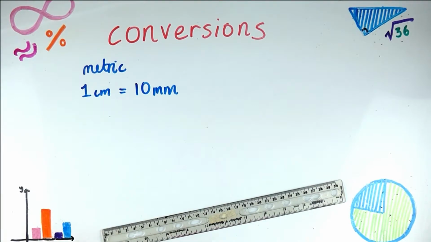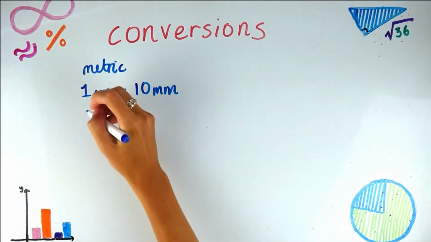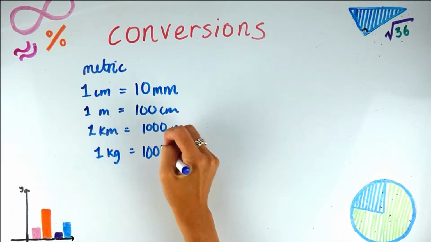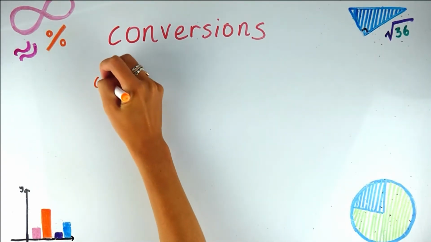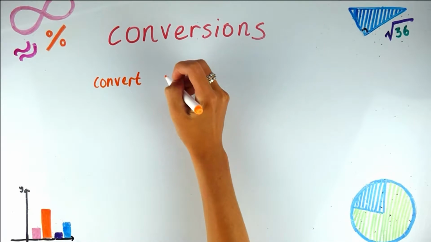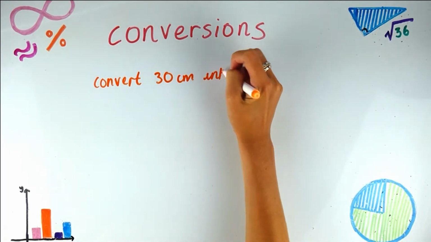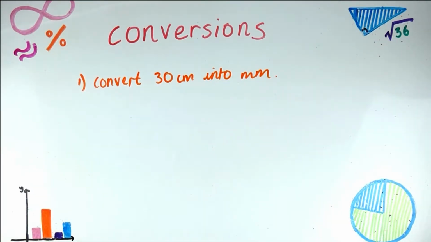So, instead of writing them all out, they say you should know them, but I'm pretty sure I never did actually know them, but good ones to know. So, I'm just going to start with some examples. Okay, so firstly, convert 30 centimetres into millimetres.